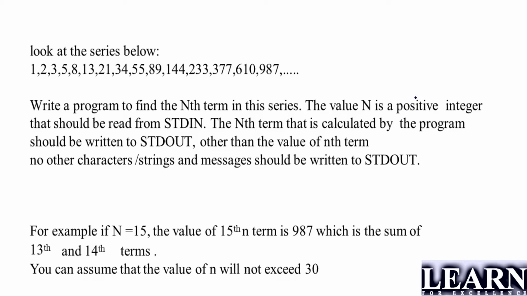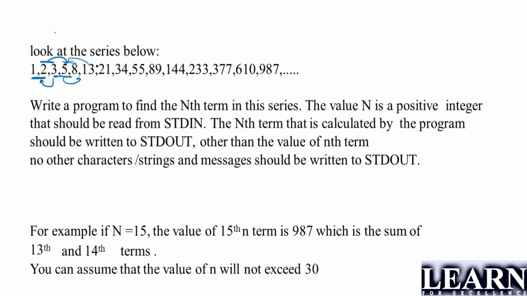If I check this, I can say they are giving out the first two terms, and the third term is nothing but the sum of 1 and 2. The fifth term is nothing but the sum of 2 and 3. And the eighth term, 8, is nothing but the sum of 3 and 5. And this 13 is nothing but the sum of 5 and 8. Yes, it is nothing but the nth term. The nth term is nothing but the sum of the previous two terms, right?